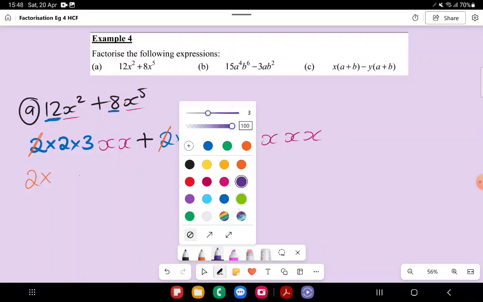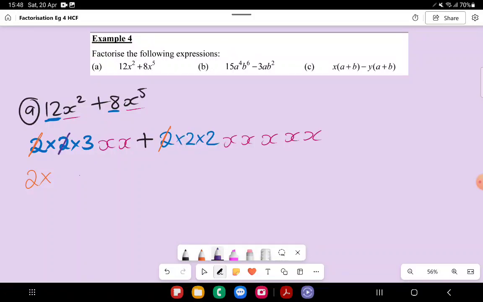Now I can do the next one. Let's alternate colors just to be sure. There's a 2 there and a 2 there, so I can take that 2 out. And let's see what I'm left with. Next, I have a 3 and a 2. They are not the same, so I cannot take them out. Here's an x, and there's an x. I take that out. Here's an x, and there's an x. I take that out. So what am I left with? I'm done with the first number. There's nothing left, so I'm finished factorizing.